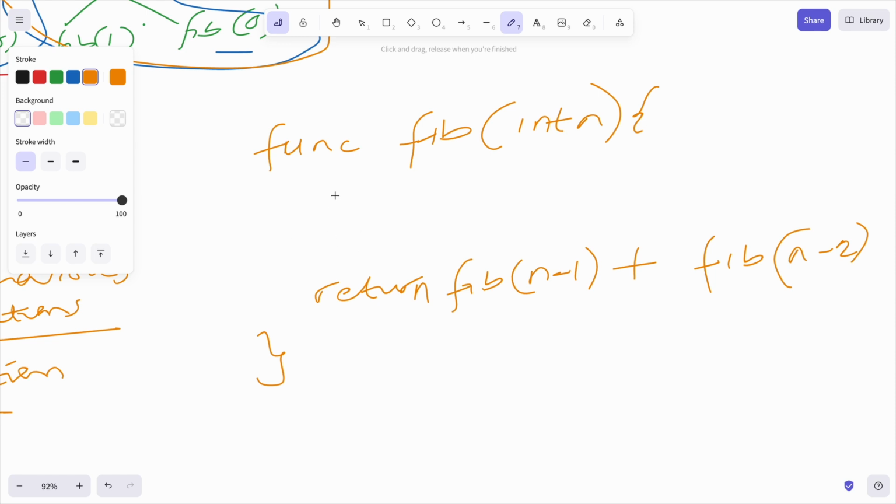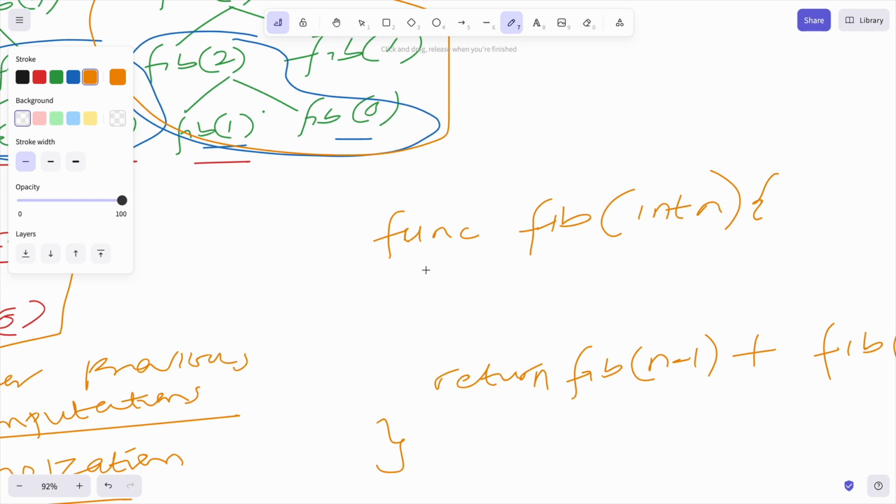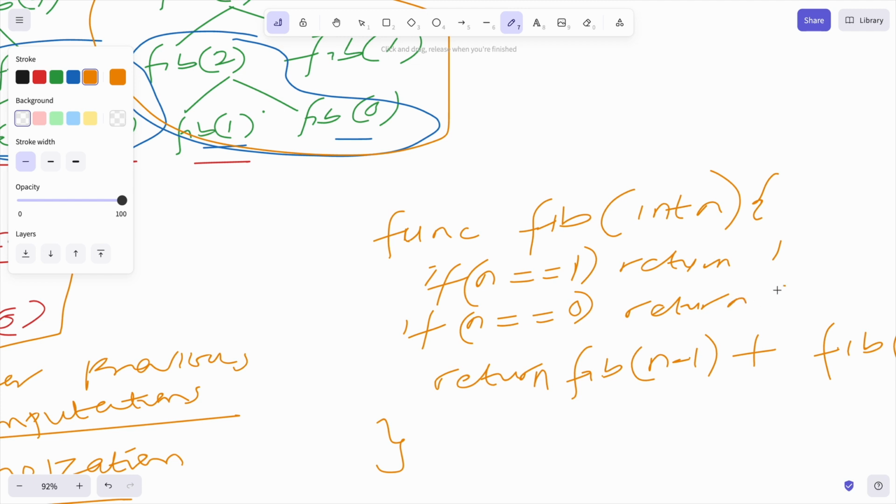And that's where the base cases come again. These base cases that we've spoken about before, fib of 1 and fib of 0, we need to have them here, such that if n is equal to 1, you return 1, and then if n is equal to 0, we return 0.